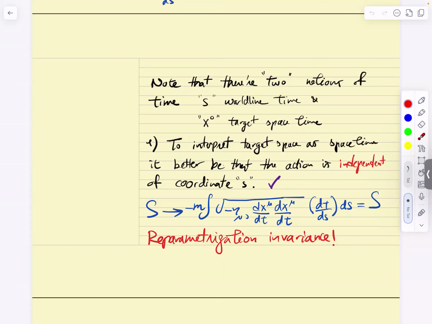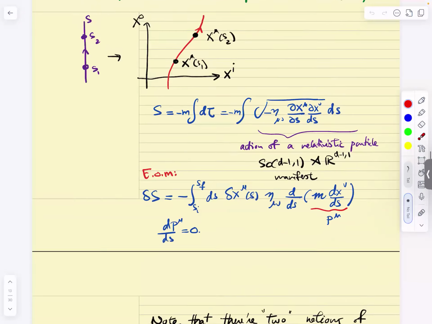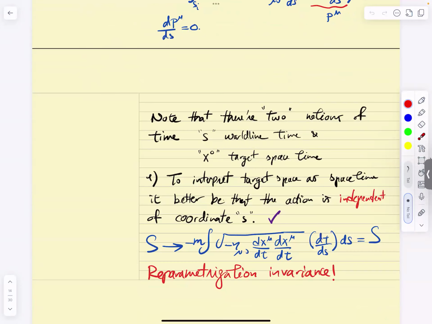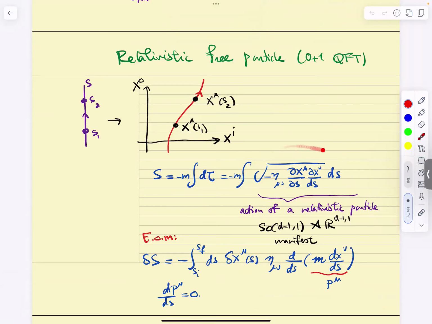All right, so there are two notions of time here. I repeat, there's the world line time, s, and then there's a target space time, which is x0, which is a field. One of them is an operator, the other one is a parameter. To interpret target space as space-time, it had better be that the action is independent of the coordinate s. This is reparameterization invariance. It better be like this. So the fact that this action is independent of s is needed for wanting to interpret target space as space-time.